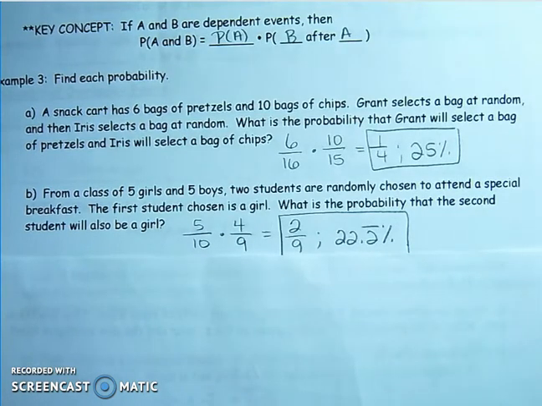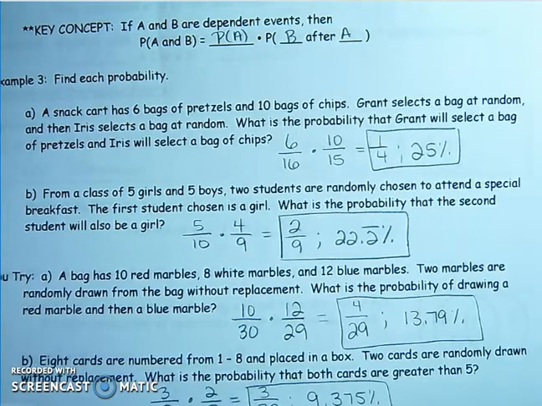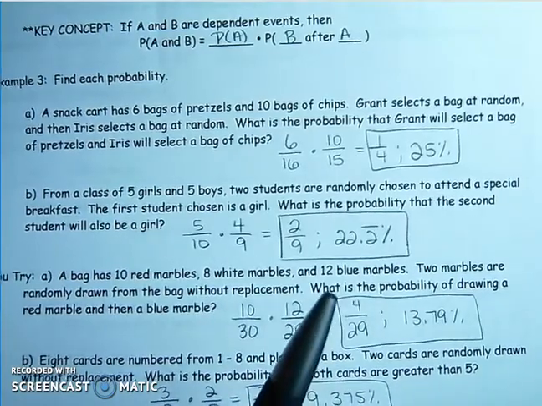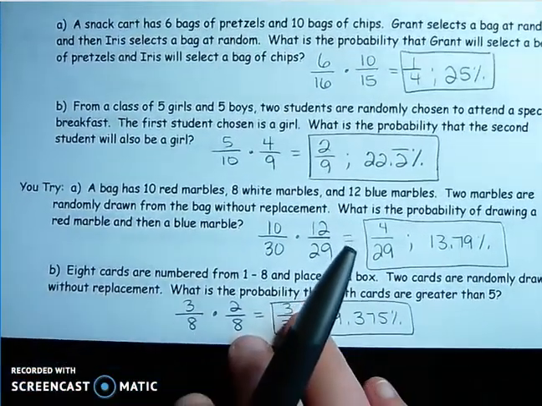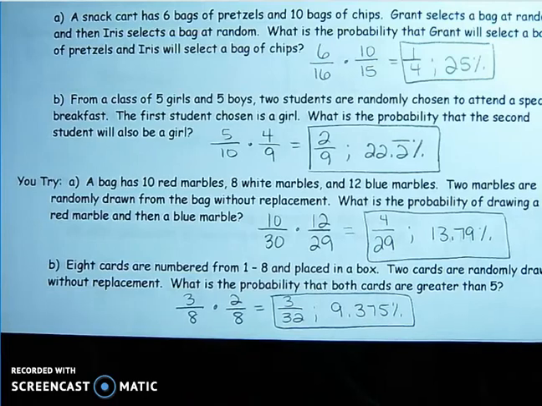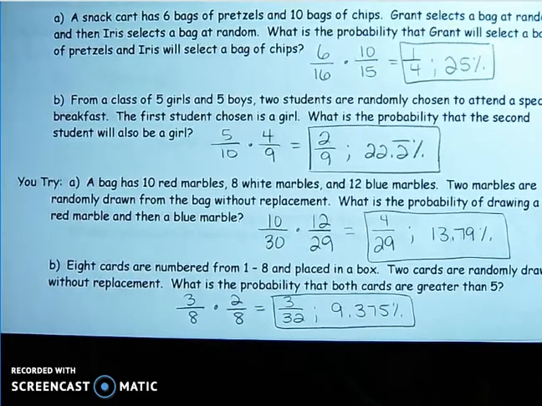Now pause this video and see if you can try the U-Try. So, U-Try A. There are 10 red, 8 white, 12 blue marbles in a bag. 2 marbles are drawn without replacement. What's the probability of drawing a red, then a blue? There are 10 out of the 30 being red, and once you pull that red marble out, there are 29 left, 12 of which are blue. So 10 out of 30 times 12 out of 29 gives you 4 out of 29.